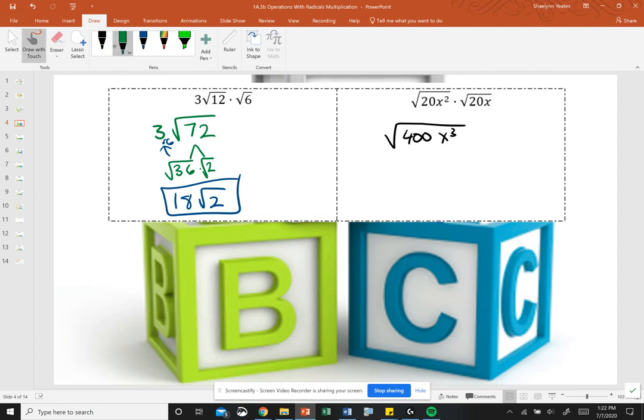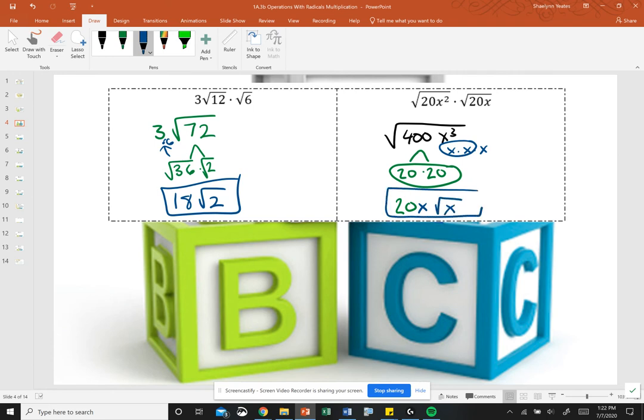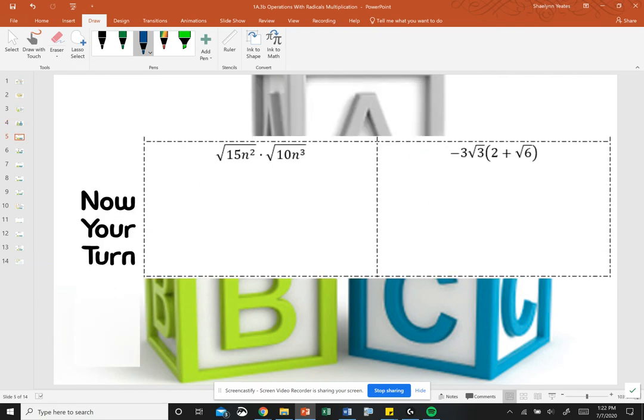Now 400, as we know, because we just did it, is 20 times 20. So we can take out one group of 20. It's 20. Okay, and then there are 3 x's underneath there. So I can pull out a group of 2. So this is 20x. And then underneath the square root still is the other x. And that's my answer.